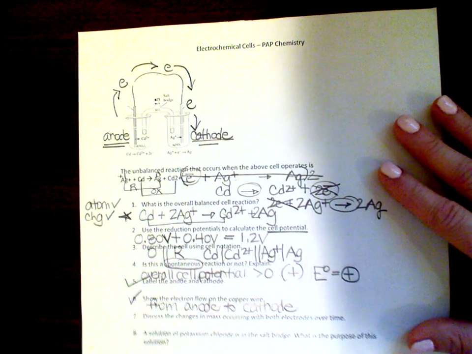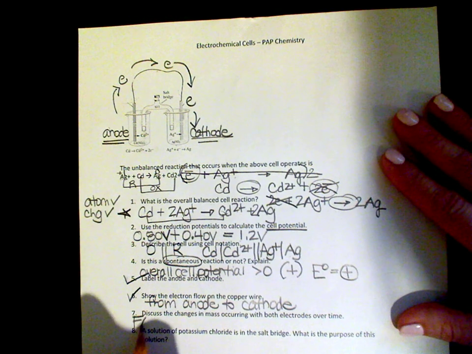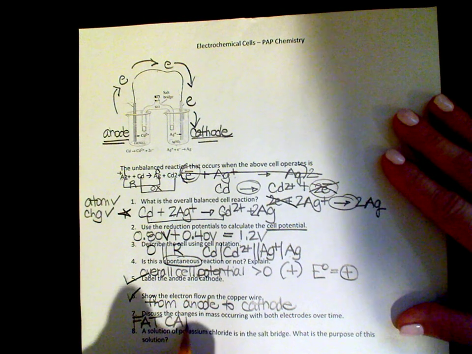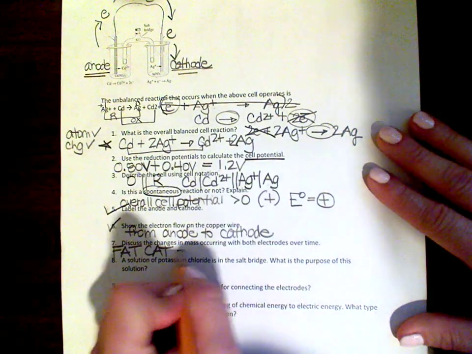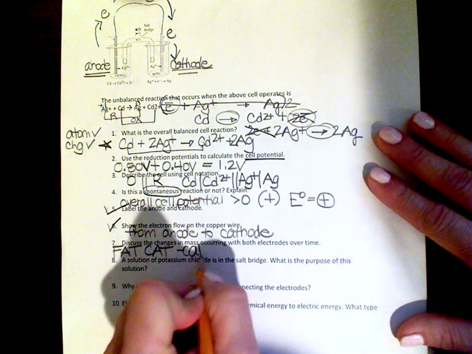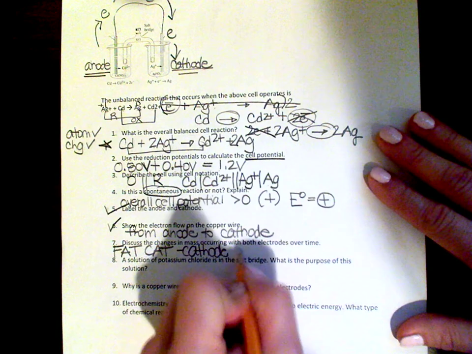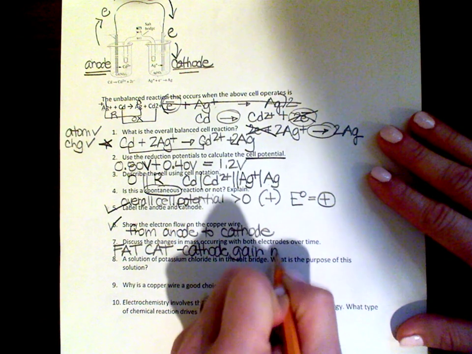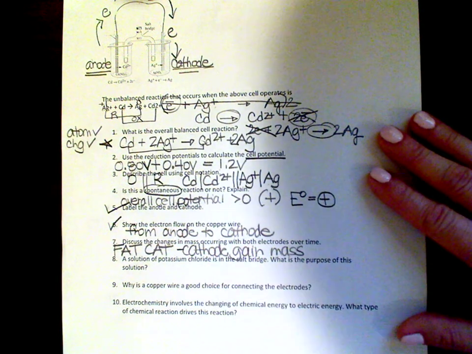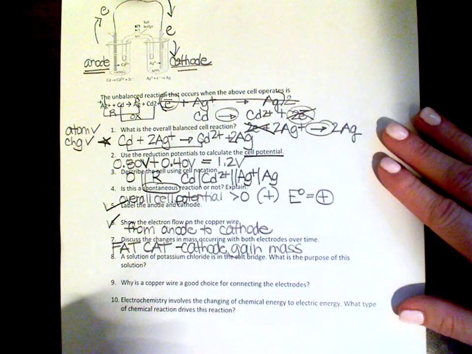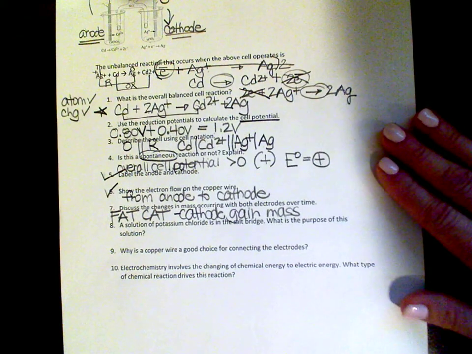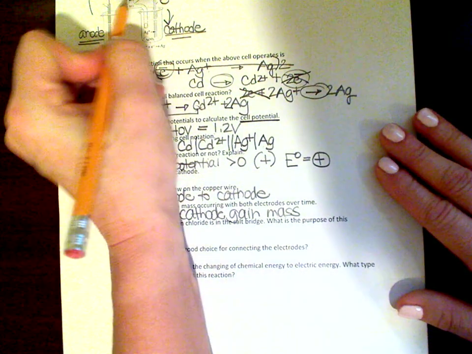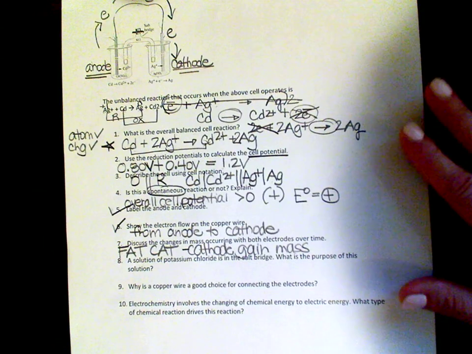All right, the changes in mass. We talked about fat cat, and fat cat meant that the cathode was going to gain mass. So I say the cathode is going to gain mass, and if the cathode is gaining mass, then the anode is losing mass. All right, a solution of potassium chloride, KCl, here it is in the salt bridge.